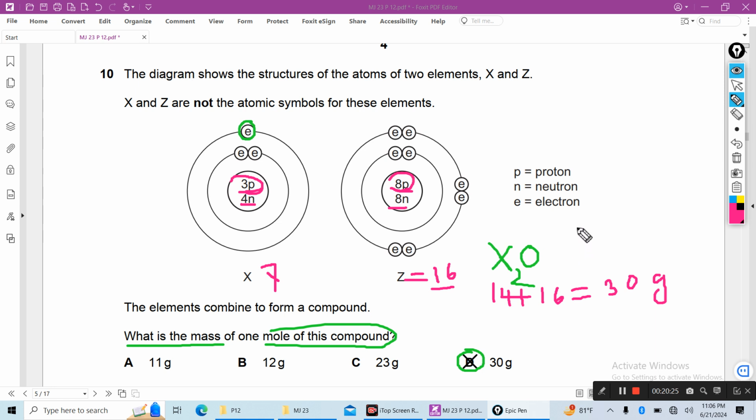So the formula is X2O, which means mass number 7, lithium oxide. Lithium 7 mass number, 7 times 2 is 14, oxygen 16, the answer will be 30 gram. D will be the right answer.